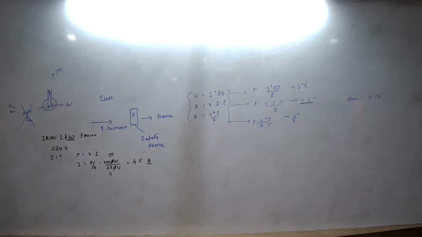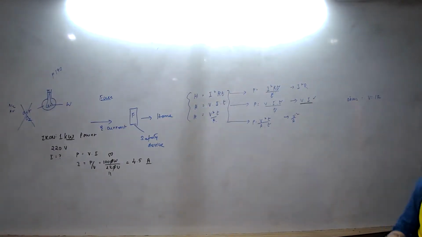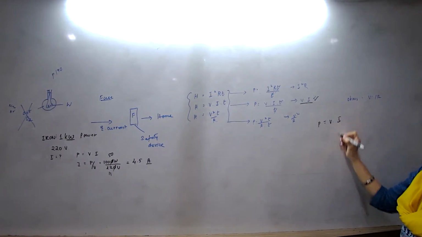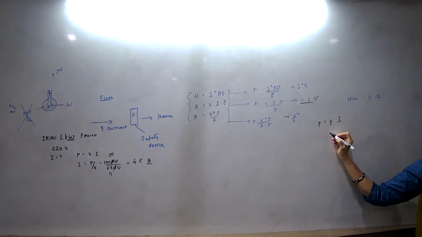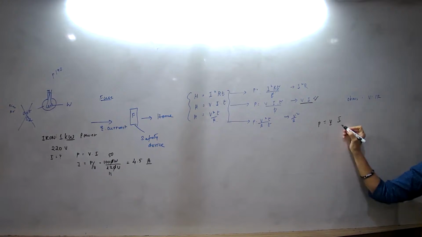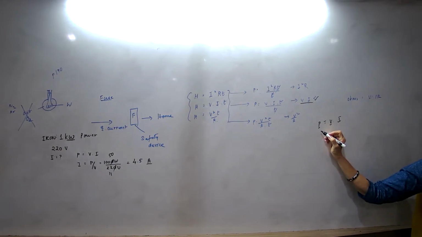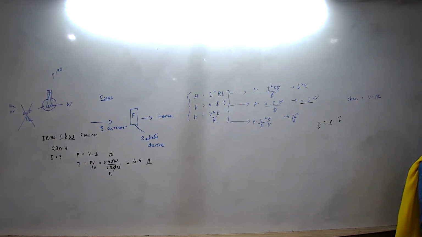Capital W. It's the power consumed by a device that carries 1 amp current when operated at a potential difference of 1 volt. Because we said P is equal to V into I. In this formula, what is the voltage here? 1 volt. Current is 1 amp. So therefore, your power will be 1 volt ampere.